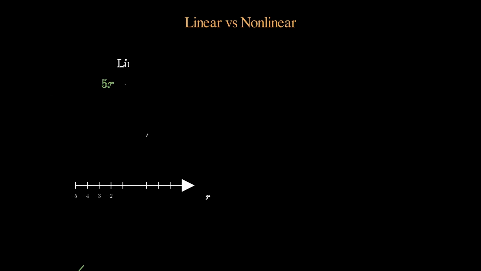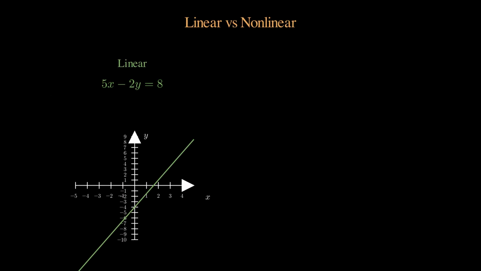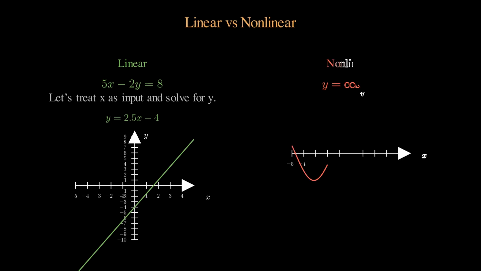Let's look at another example. 5x minus 2y equals 8 is an equation, not a function, and it is a straight line. Clearly linear. But if we solve it for y, we can treat x as the input and y as the output. Solving the equation gives us y equals 2.5x minus 4, a linear relationship. But y equals cosine x? That's a curve, periodic and nonlinear.